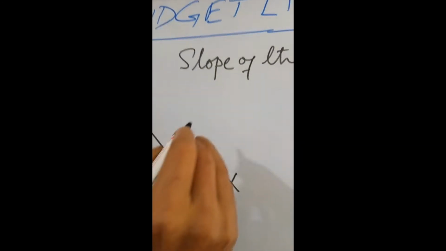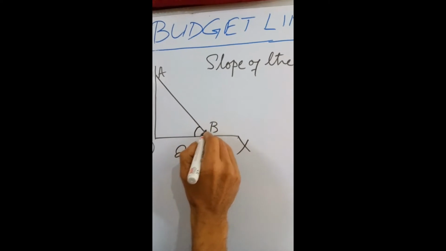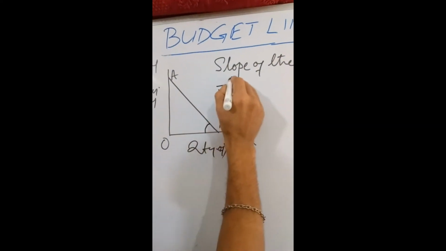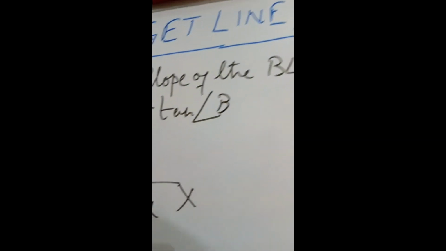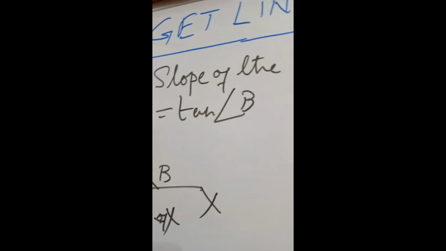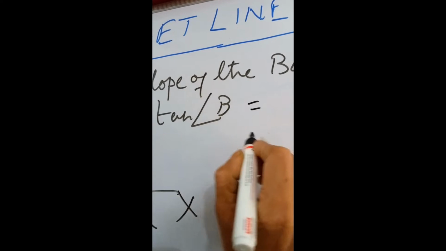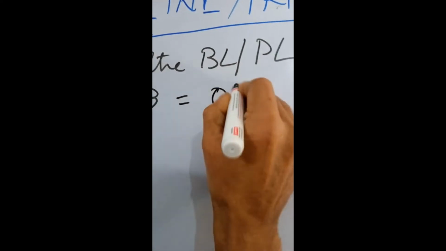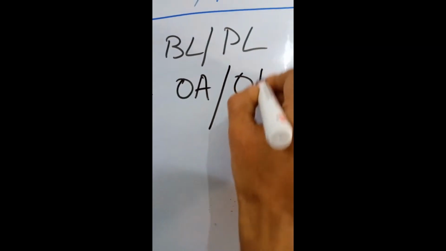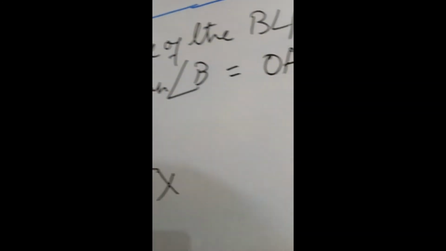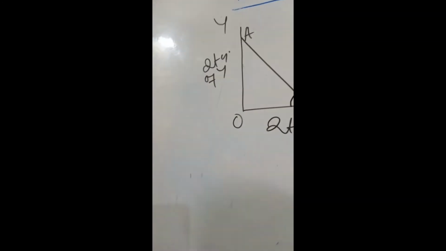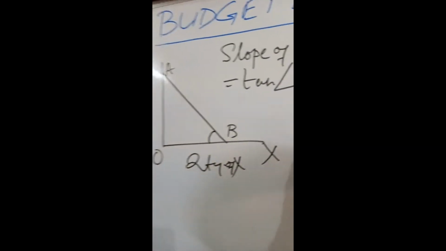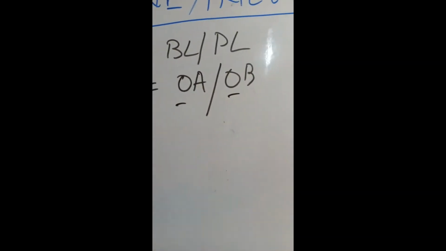Slope of the budget line or price line is equal to tan of angle B. Now tan of angle B is equal to OA by OB, that is perpendicular by base. Now let us see what is OA and what is OB.